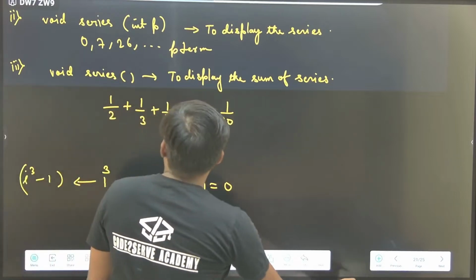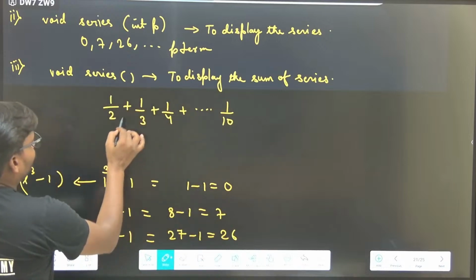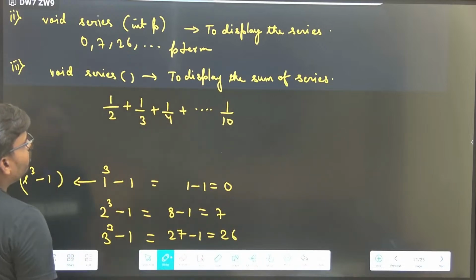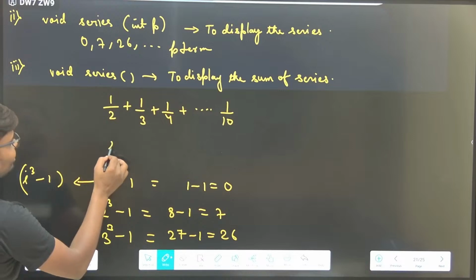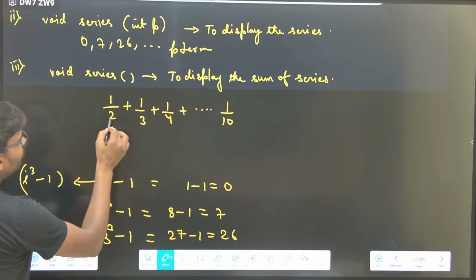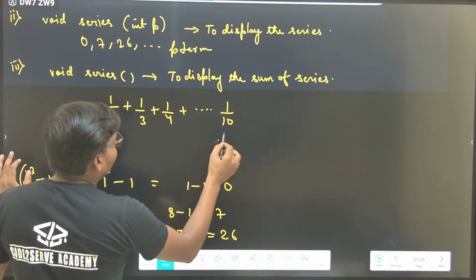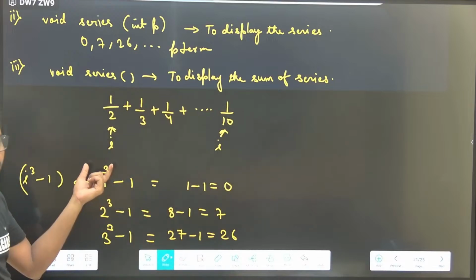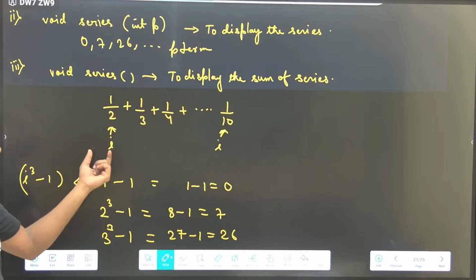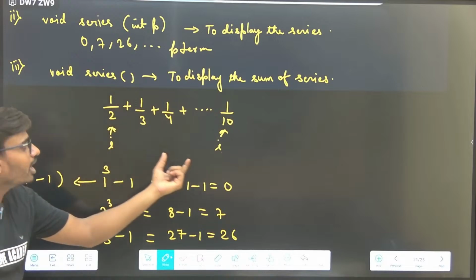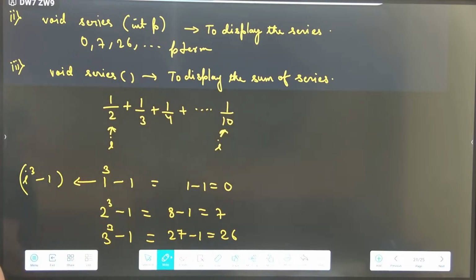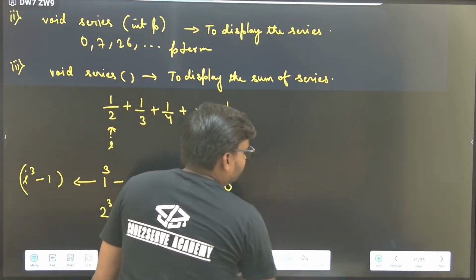So what it will be? It is like 1 by 2, 1 by 3, 1 by 4. So basically we can start I from 2, and we can end I when it reaches 10. So we know now the condition: when to start, for I equals 2 up till I equals 10.